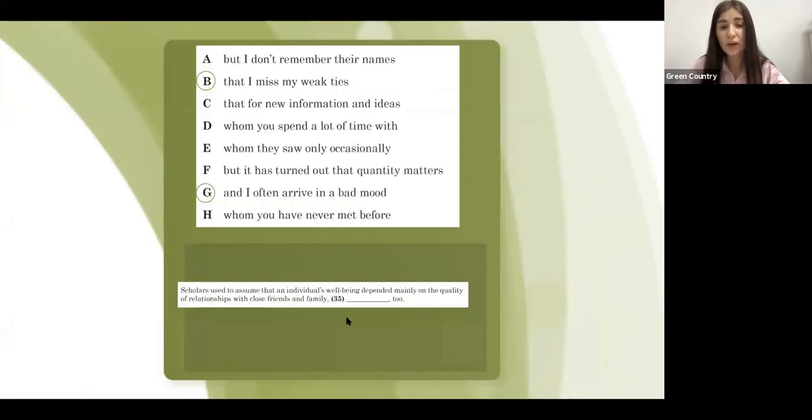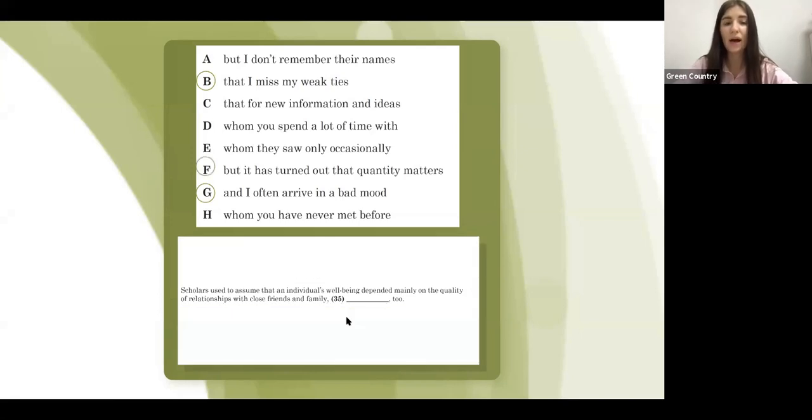35. "Scholars used to assume that an individual's well-being depended mainly on the quality of relationship with close friends and family. Something. Two." What are your options here? Yeah, here we need to focus on the words friends and family and something else. Let's see. "But it has turned out that quantity matters too," the word too. So first she mentions relationships, that they matter, but there is something else that matters. Turn out means to become or to understand that something became another way, that quantity matters, like the number or the amount of something matters. So here the correct option is F.